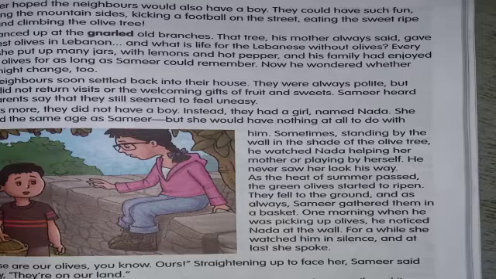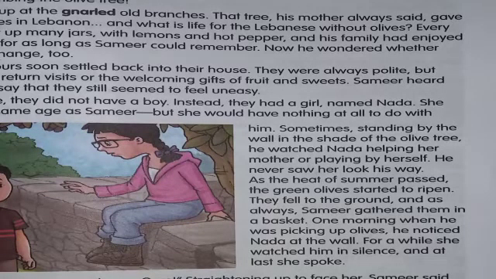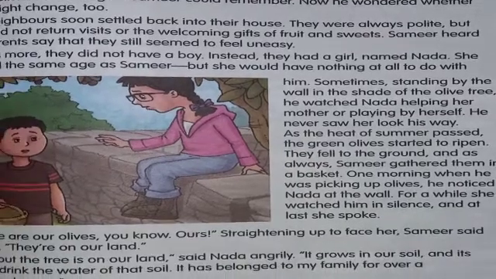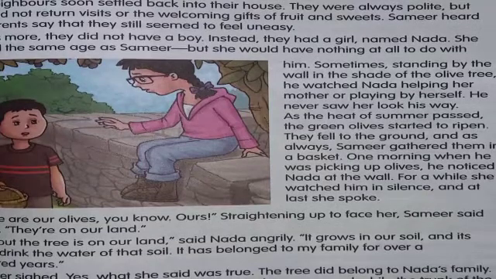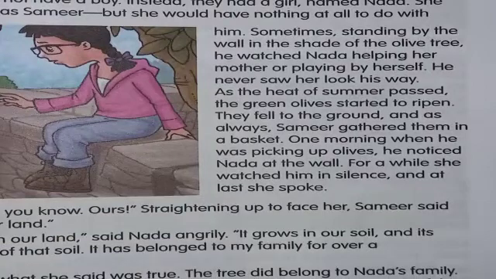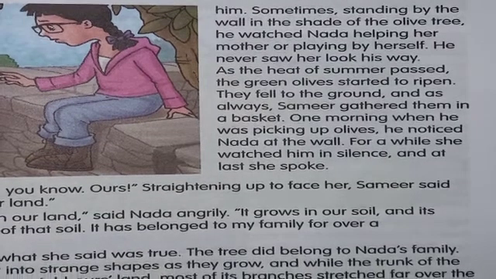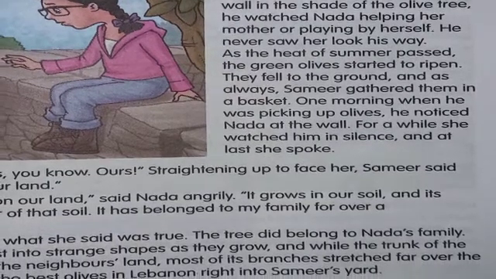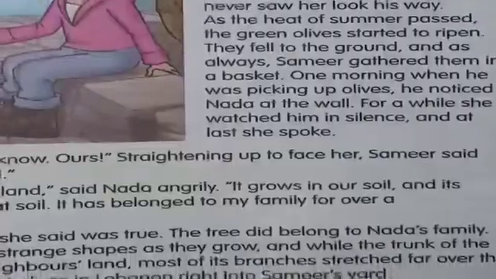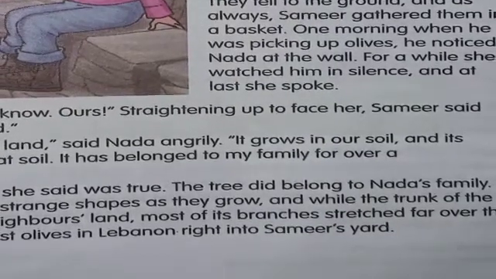The neighbors soon settled back into their house. They were always polite, but they did not return visits or the welcoming gifts of fruit and sweets. Samir heard his parents say that they still seemed to feel uneasy. What's more, they did not have a boy. Instead, they had a girl named Nada. She looked the same age as Samir, but she would have nothing at all to do with him. Sometimes, standing by the wall in the shade of the olive tree, he watched Nada helping her mother or playing by herself. He never saw her look his way. As the heat of summer passed, the green olives started to ripen. They fell to the ground, and as always, Samir gathered them in a basket. One morning, when he was picking up olives, he noticed Nada at the wall. For a while, she watched him in silence, and at last she spoke.